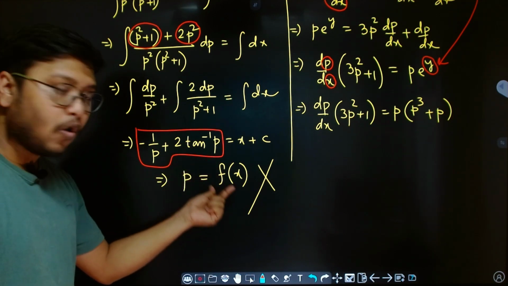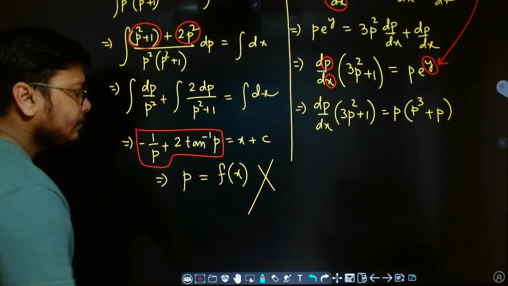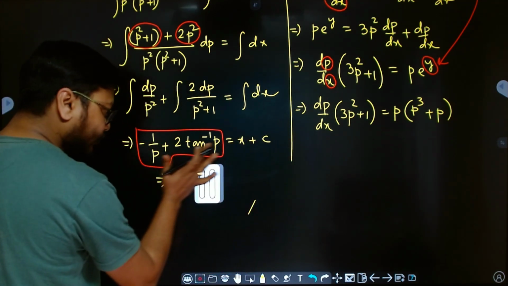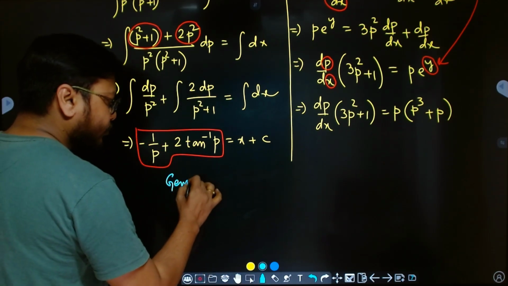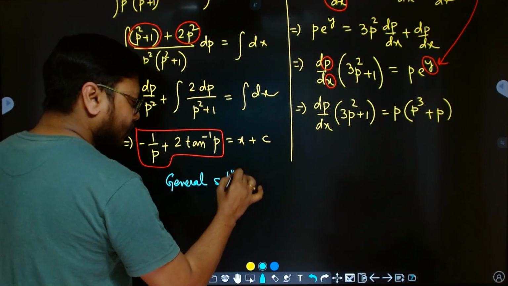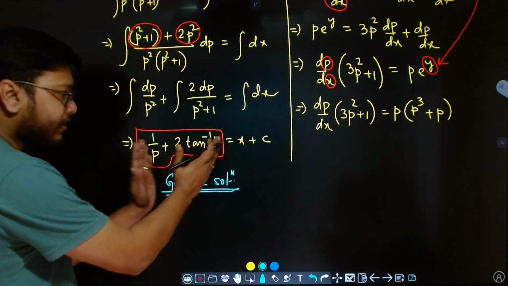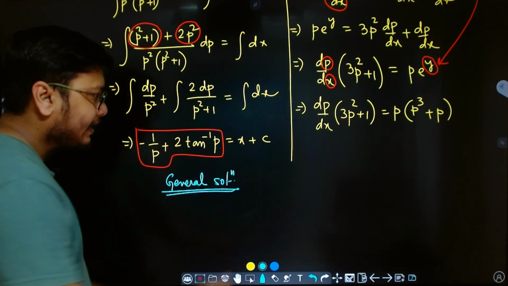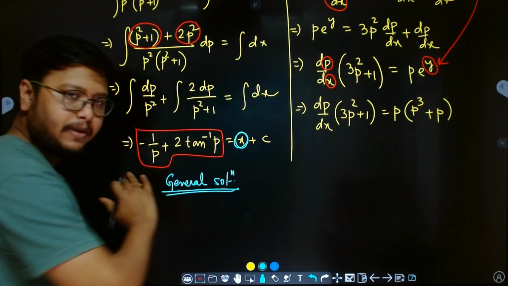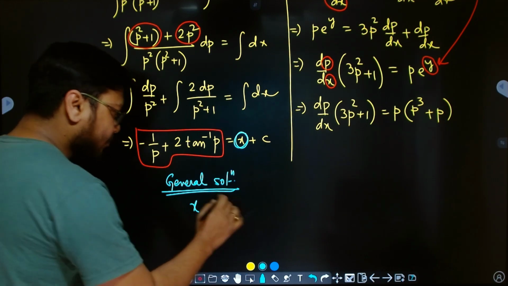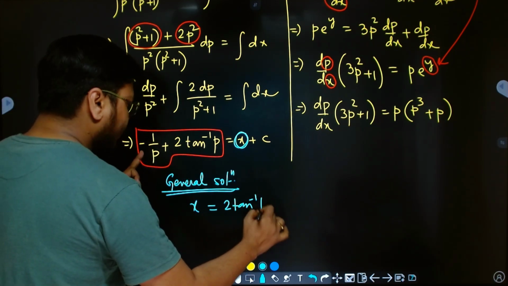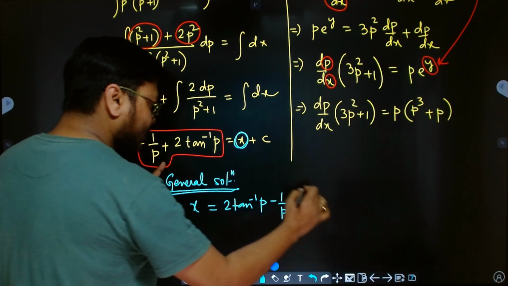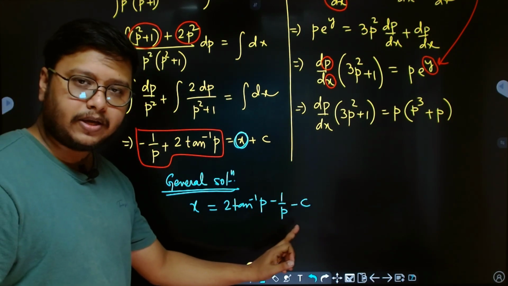So when we are not able to do this, then the process for writing the general solution is, remember this, we can write the general solution as whatever we have got over here. We need to write x in terms of p first. So x in terms of p is 2 tan inverse p minus 1 upon p minus c. That's x in terms of p.